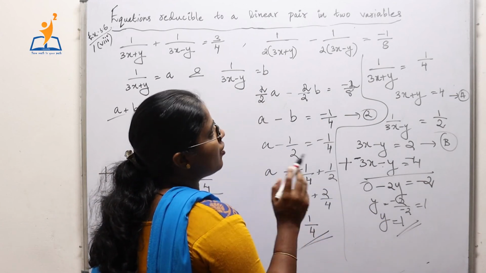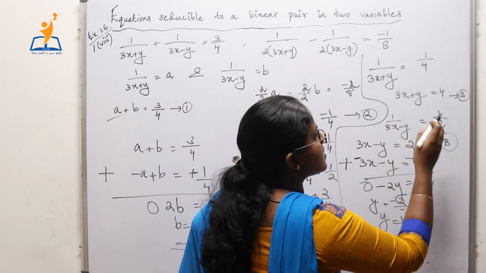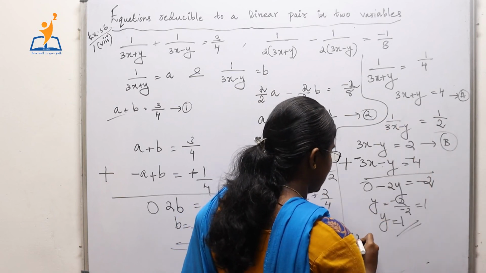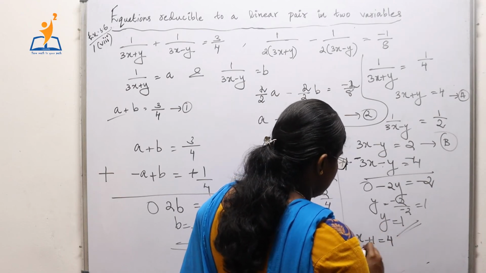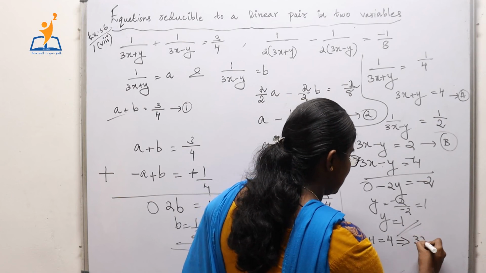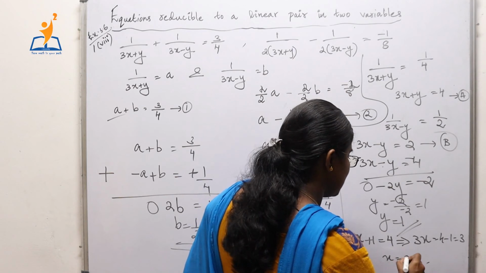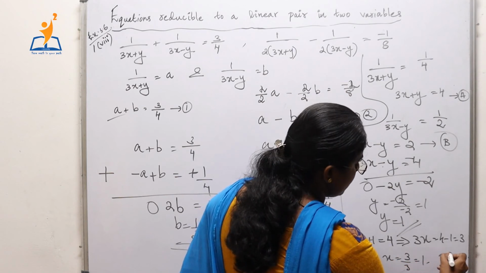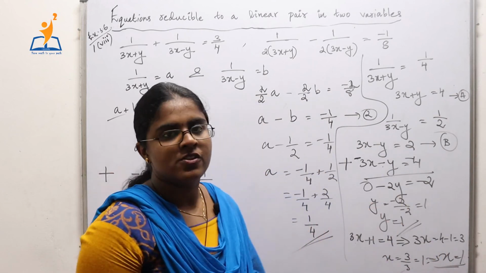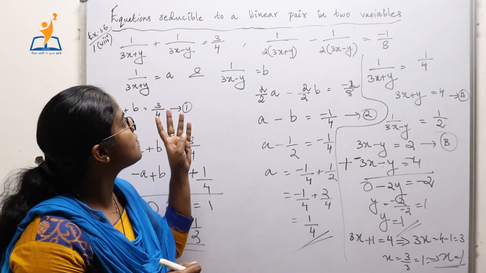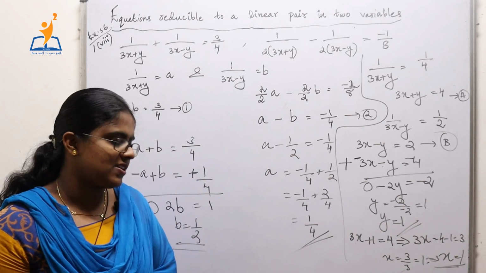Now to find the value of x, we are going to substitute the value of y in any of these equations. Let us substitute it here. So 3x + y, that is plus 1, is equal to 4, which means 3x = 4 − 1, that is 3, which means x = 3/3, which is 1. So we got x = 1 and y = 1. So that's the end of this question. We have solved this nonlinear equation and we got x = 1 and y = 1.